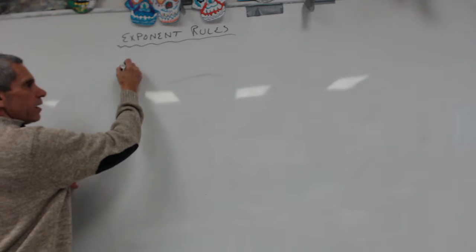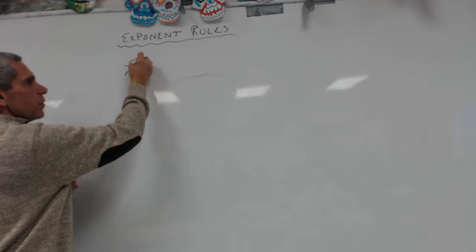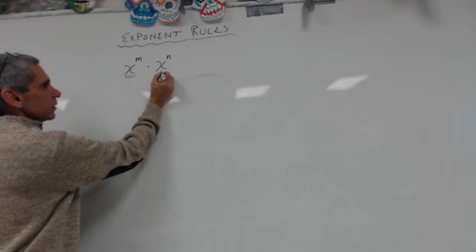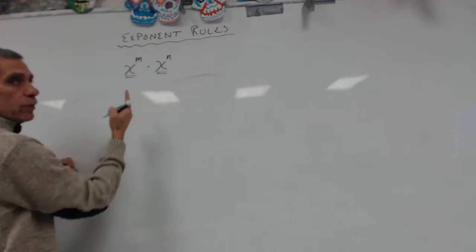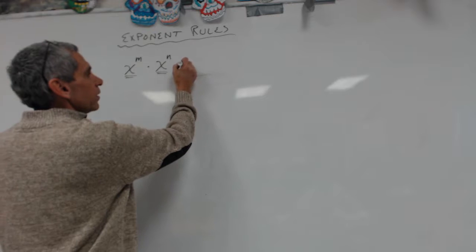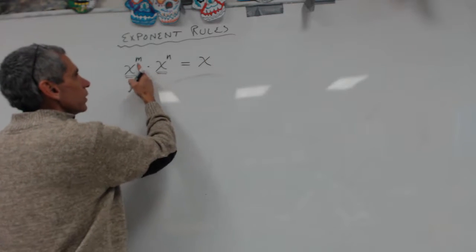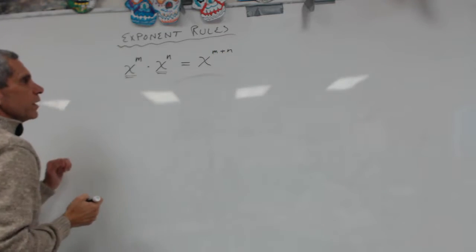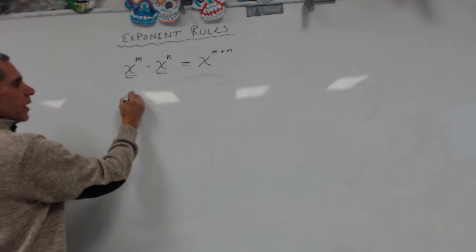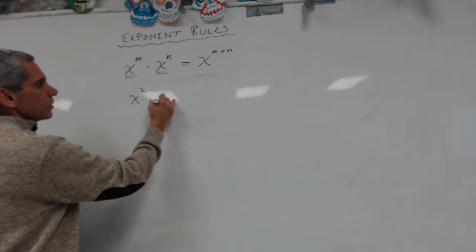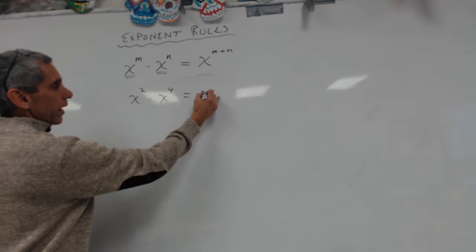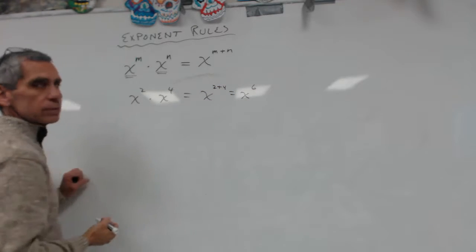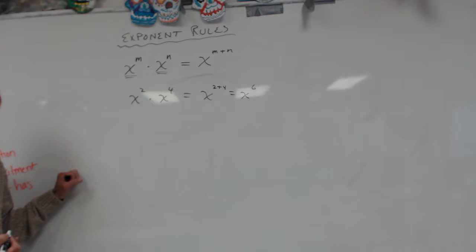We know that if you have x to the m times x to the n, I have the same bases, right? And they have exponents, and I'm multiplying, then my final answer will be the same base with the addition of those two, m plus n. So examples of that would be x squared times x to the fourth is equal to x to the 2 plus 4, which is x to the 6th. It's not hard.